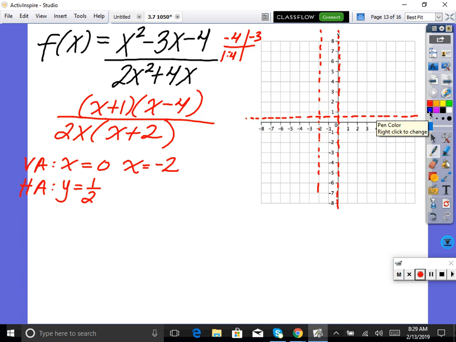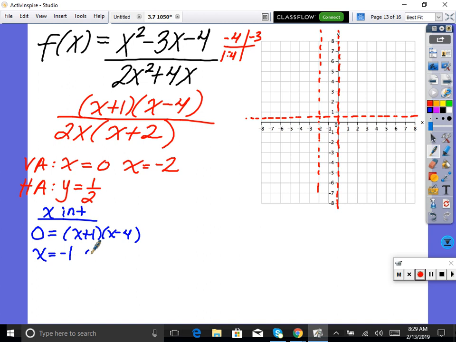Okay, from there, x and y intercepts. X-intercepts are when y equals 0, so 0 is equal to x plus 1 and x minus 4. We only need the numerator, don't we? So x equals negative 1 and x equals 4. It is crossing at negative 1 and 4. That's not enough points to continue graphing.